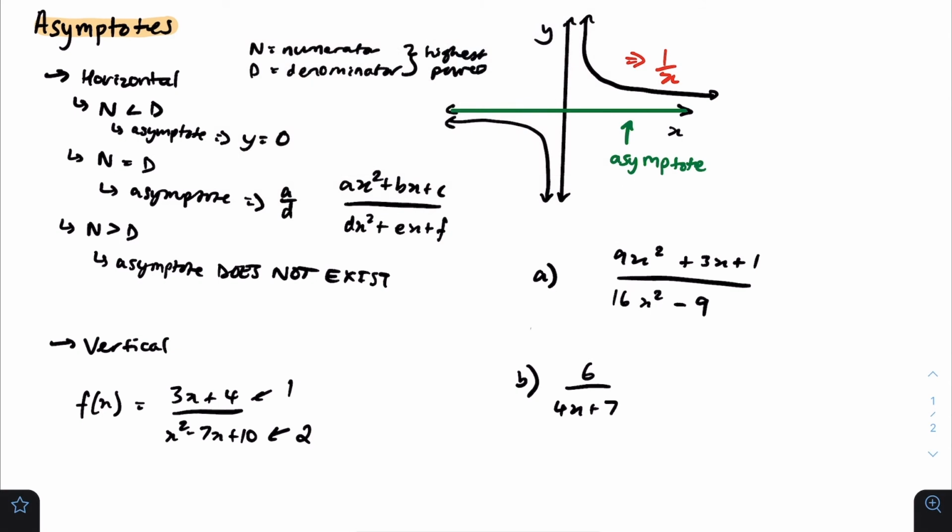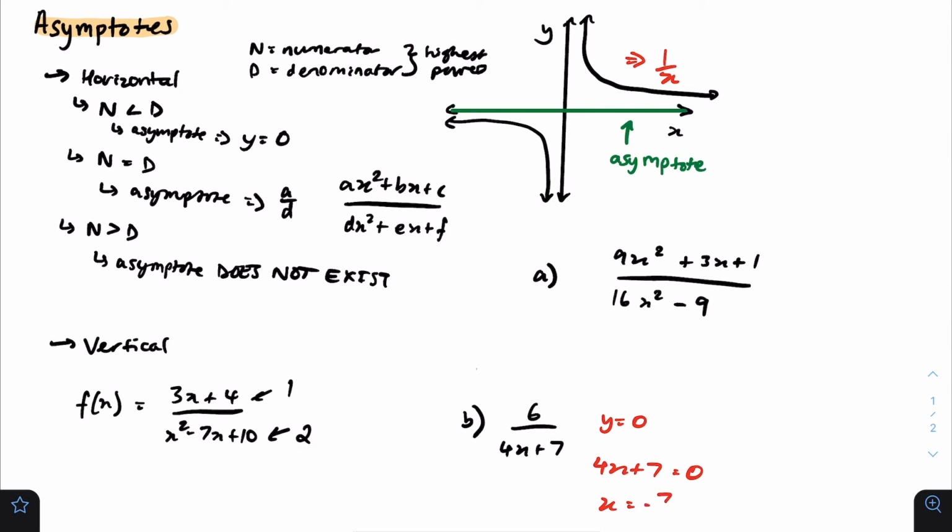All right, so let's start off by doing b, because b is definitely the easier one here. So over here, we can see that 6 is lower than 4x plus 7 in terms of highest power. So therefore, we know y equals 0 is automatically an asymptote. Now, the vertical asymptote, we have to figure out how to make this equal to 0. So 4x plus 7 is equal to 0. So x is therefore going to equal negative 7 over 4. So these are our asymptotes. x equals negative 7 over 4 and y equals 0.